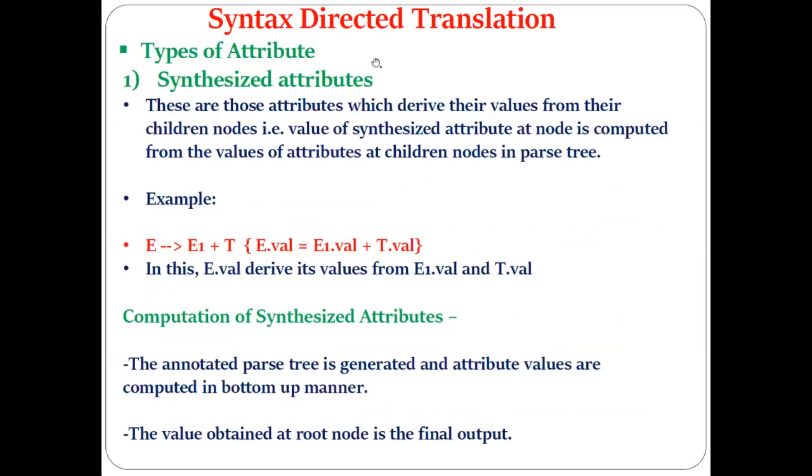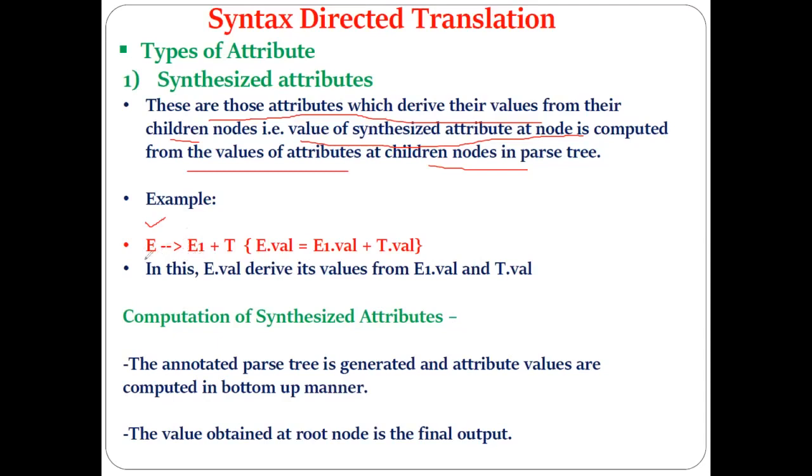The same thing that we have discussed, I have written here. These are those attributes which derive their values from their children nodes. That is, the value of a synthesized attribute at a node is computed from the values of attributes at the children nodes in the parse tree or in the annotated parse tree. For example, take E derives E1 plus T. Now this E and this E1 are the same; to differentiate between them, this one is named E1.